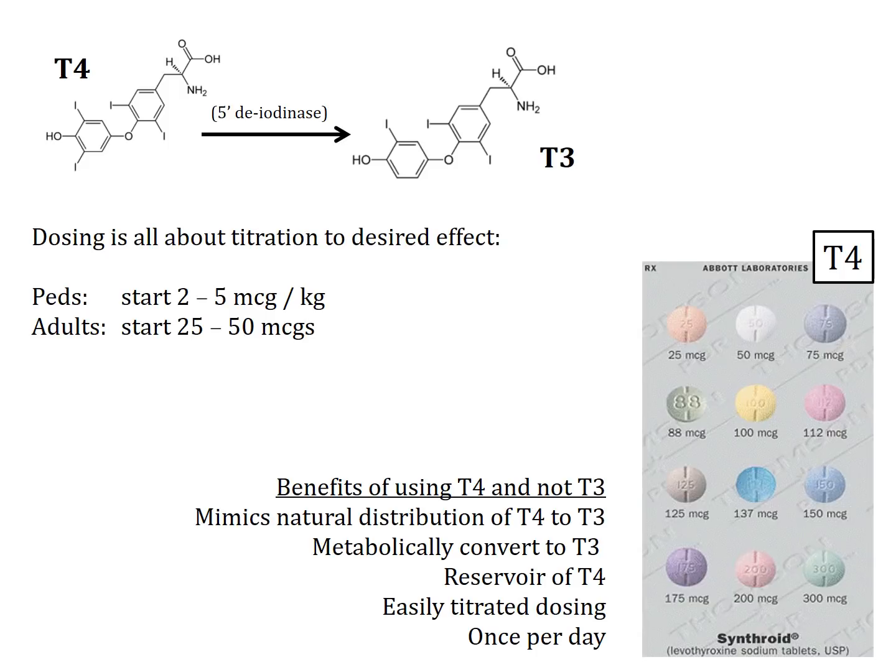Now, I'm not saying that T3 is never used. There are some times where individuals have such severe life-threatening hypothyroidism that you have to give them tablets which contain T3. But the majority of times when you're treating an individual with hypothyroidism, you're treating them with Synthroid and you're giving them T4. The benefit to doing that is it will mimic the natural distribution of T4 and T3. The individual will take that T4 and metabolically convert it to T3.